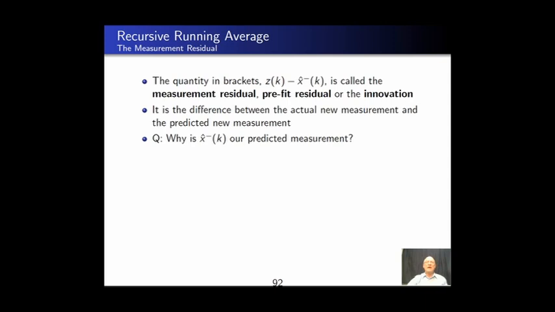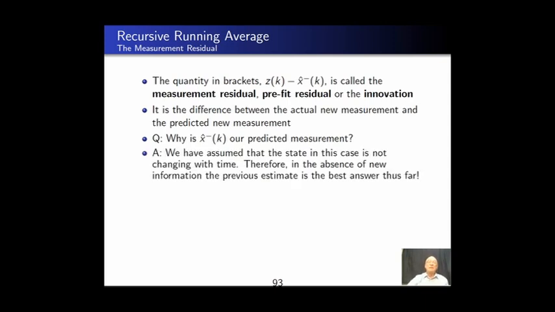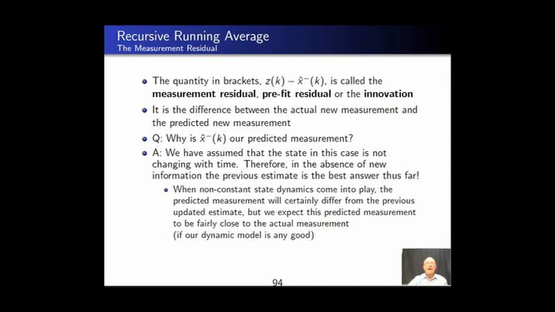So why is x hat minus at time k our predicted measurement? The answer is we've assumed in this case that the state is not changing with time. And so in the absence of any new information, the previous estimate is really the best we've got to go on so far. When we get into a situation where we have non-constant state dynamics, then the predicted measurement will certainly differ from the previous updated estimate. But nonetheless, we expect the predicted measurement to be fairly close to the actual measurement, at least if our dynamic model is any good.